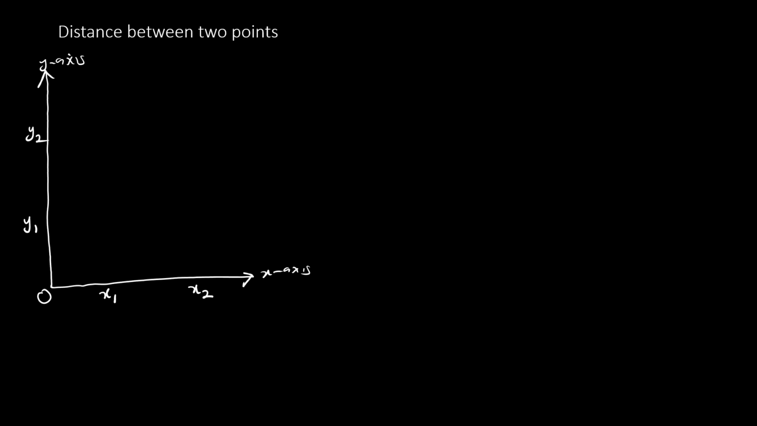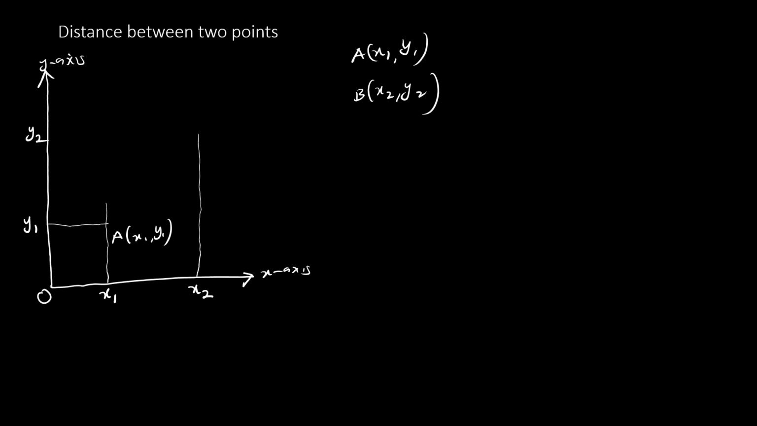So let's locate point A, which is A, x1, y1. Since we are referencing the x-axis first, this is our x-axis and this is the y-axis. So we now have point A with coordinate x1, y1, and also point B, which is x2, y2. So we are going to have this particular point as point B, with coordinates x2, y2.